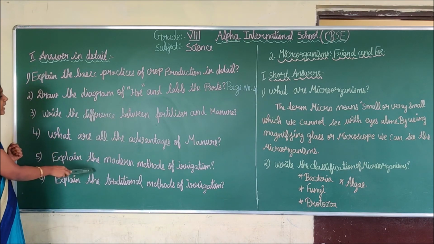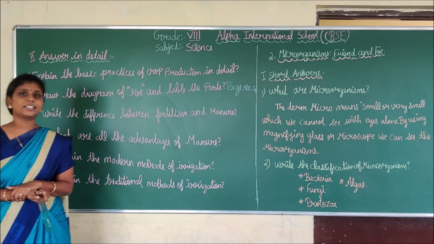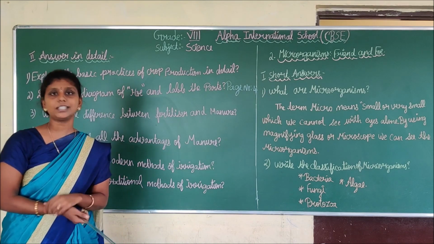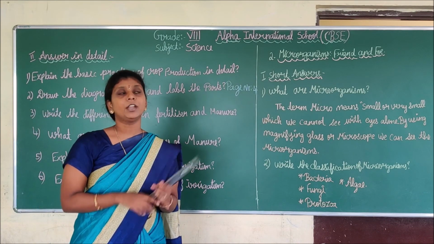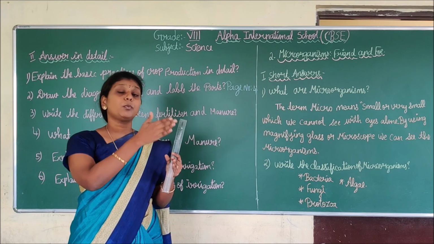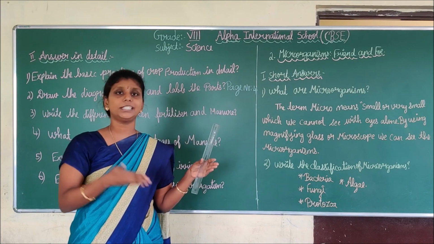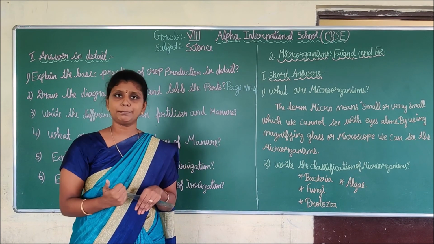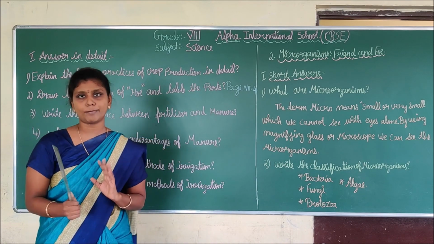Next, explain the modern methods of irrigation. What are the modern methods? Yes, there are 2 modern methods: the sprinkler method and the drip method. You should write what the sprinkler method is and the steps involved in it. Likewise, the drip method and the steps involved in it. You should define these clearly. Then only they will give full marks.